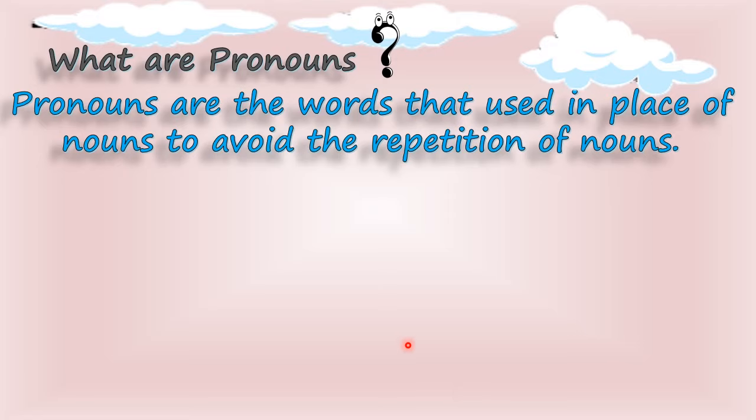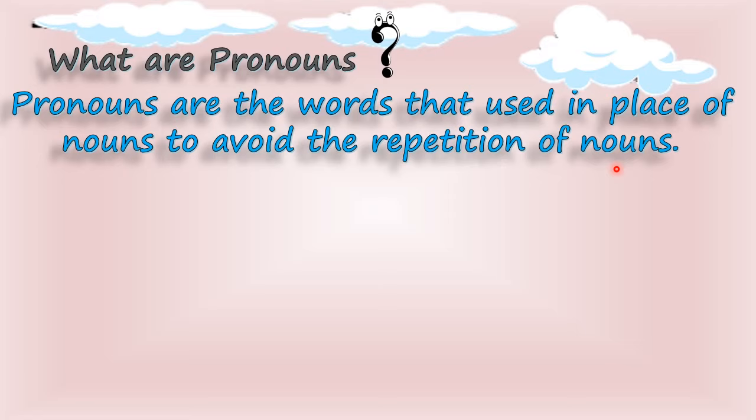Repeat with me. Pronouns are the words that are used in place of nouns. That means pronouns are the words that take the place of a noun in the sentence. And why do we do it so? To avoid the repetition of nouns. Is this clear to you?